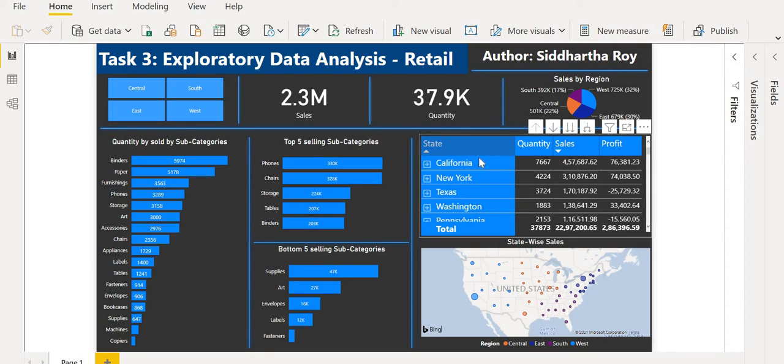Over here we can see that a matrix has been created in order to verify with the state. Here we can see a geographical map which represents all the states where the product has been served, and these bubbles represent the sale value. The bigger the bubble, the higher the sale value, and the smaller the bubble, the lower the sale value.